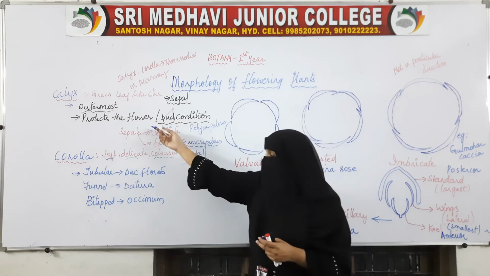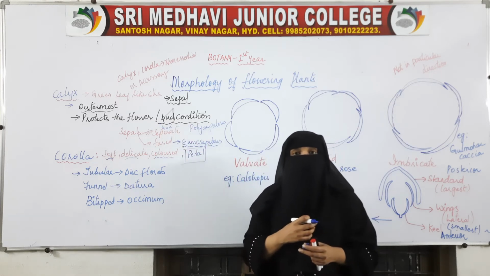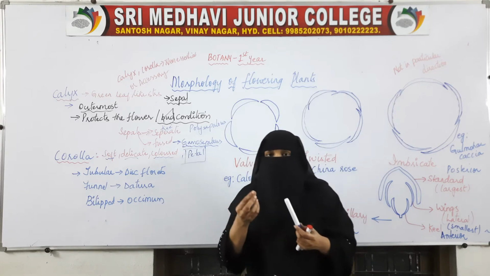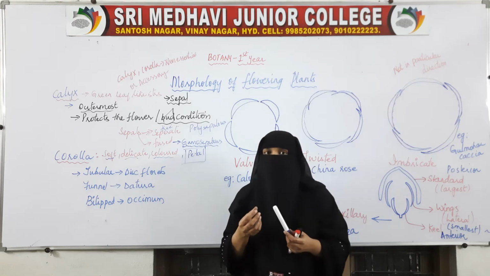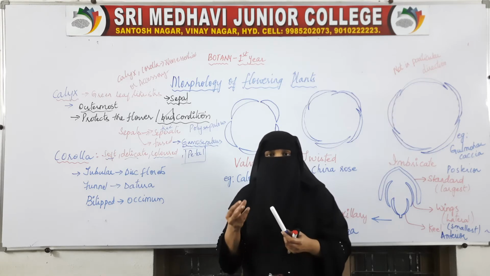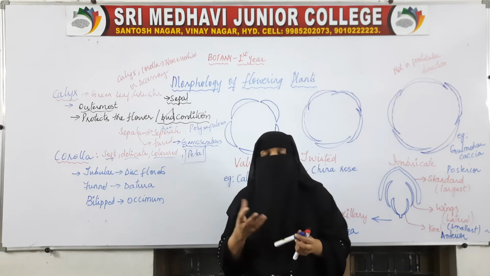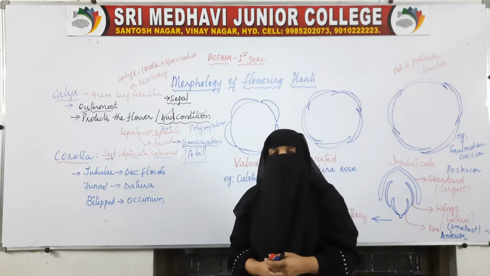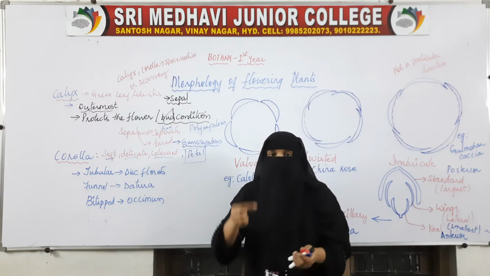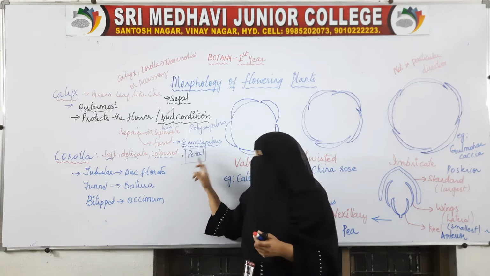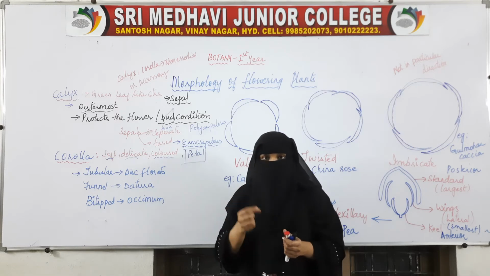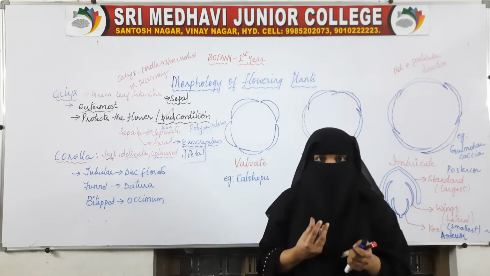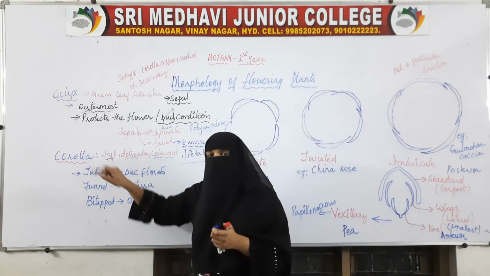After the calyx, the next whorl of the flower is the corolla. In the corolla we find very soft, delicate structures of a variety of colors. A single such structure is called a petal, and all the petals together are called the corolla.